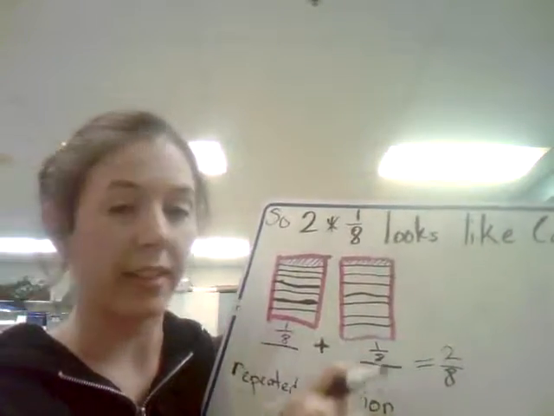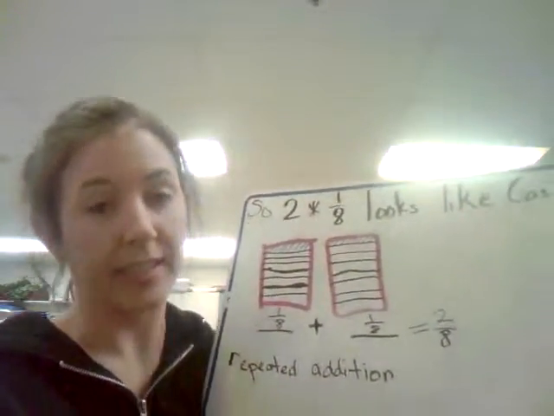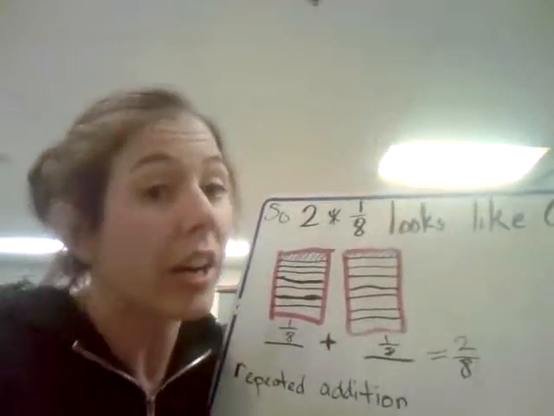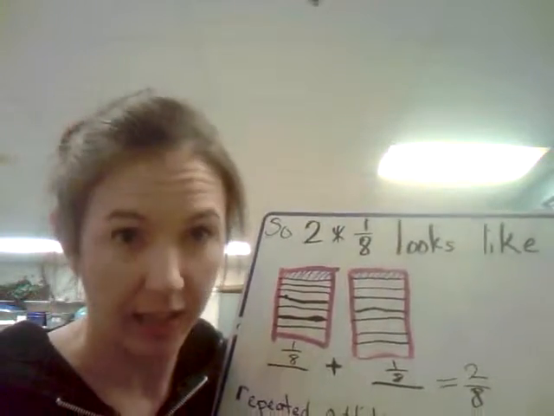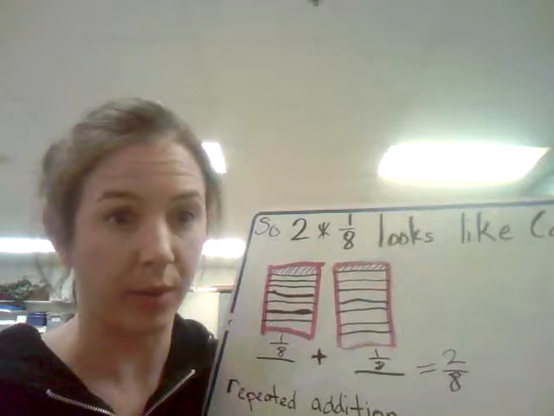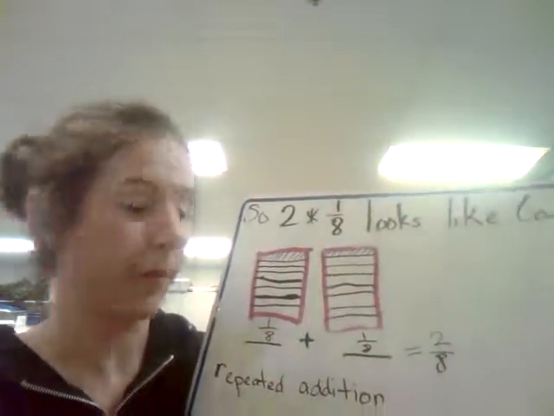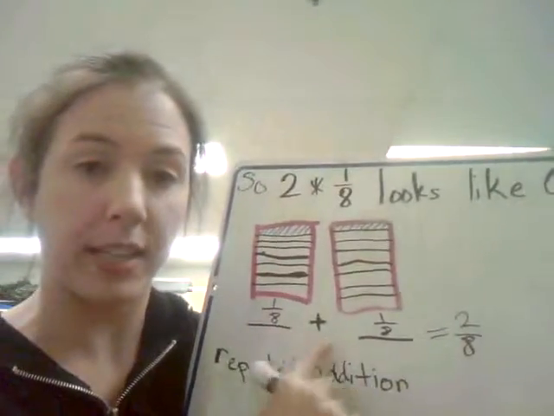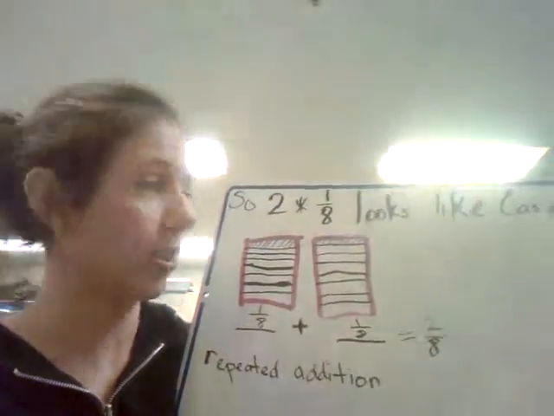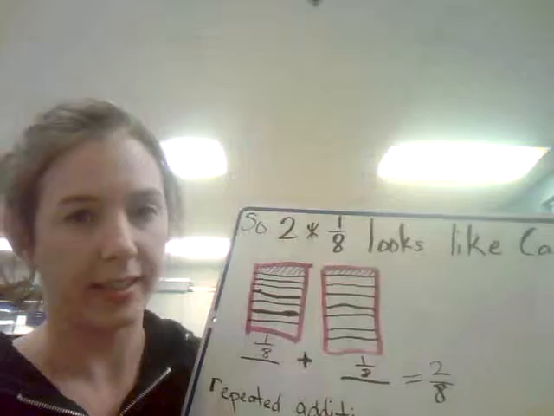So 1/8 plus 1/8 equals 2/8, because again, we will never, ever add or subtract the denominators. So 2 times 1/8 looks like this as a picture, looks like this as repeated addition, and gives us an answer of 2/8.